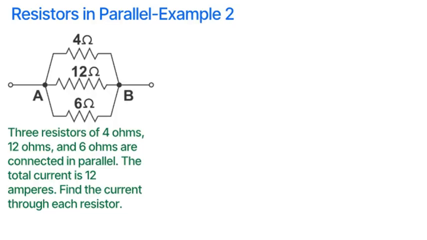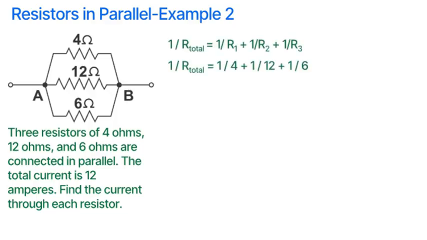In a parallel circuit, each branch receives the same voltage. So, we'll first find the voltage across any one resistor. Then use it to calculate the current through each branch using Ohm's law. To find the voltage, we first calculate the total resistance. Using the parallel formula, 1 over 4 plus 1 over 12 plus 1 over 6 equals 6 over 12. So the total resistance is 12 divided by 6, which equals 2 ohms.